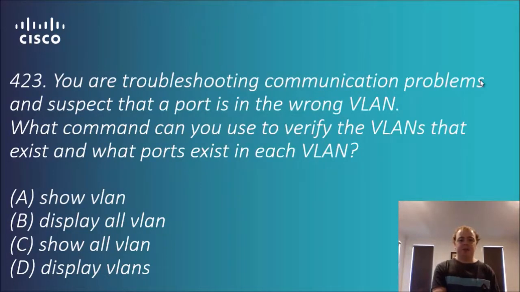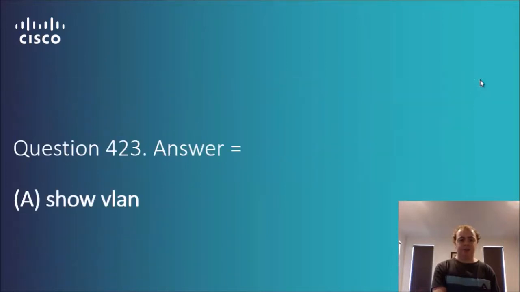423, you are troubleshooting communication problems and suspect that a port is on the wrong VLAN. Oh boy. What command can you use to verify the VLANs that exist and what ports exist in each VLAN? So we've got show VLAN, display all VLAN, show all VLAN, display VLANs. Once again, this one's not too much rocket science. Obviously there's a little bit of trickery there with some different commands. And how does Cisco like it? The syntax is A, show VLAN.